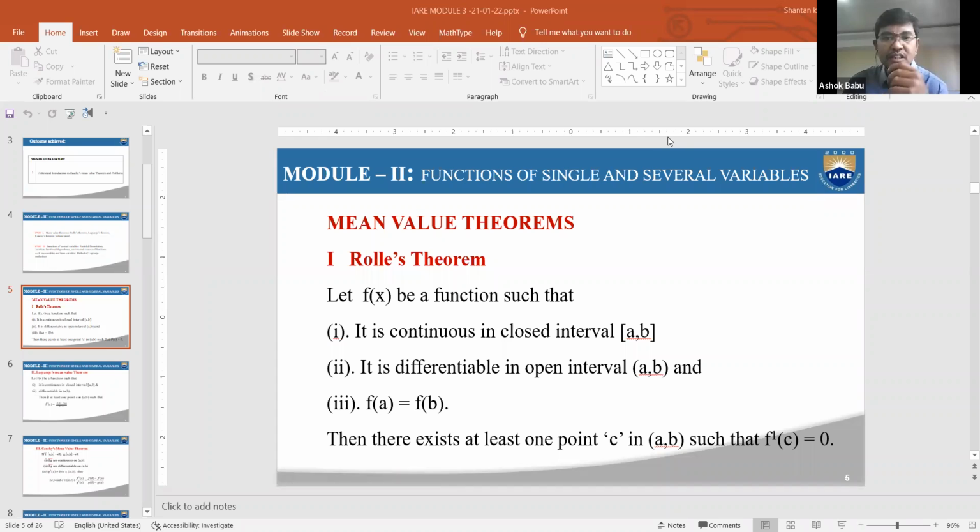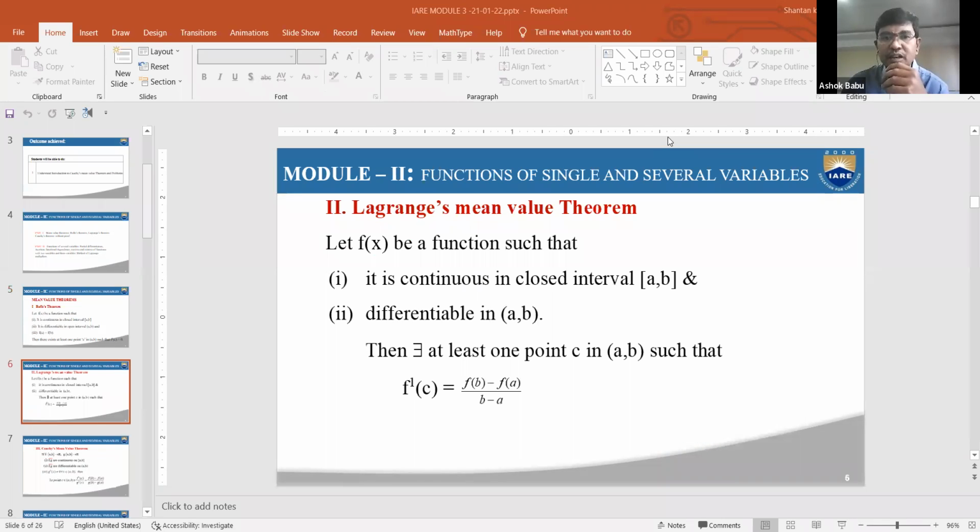Clearly we discussed the meaning of continuity and differentiability, the meaning of the closed interval and the open interval, and regarding all these things we completed different types of continuity problems and differentiability problems properly. And again the second method, Lagrange's mean value theorem: f of x is a function such that it is continuous in the closed interval a comma b and differentiable in the open interval a comma b. Then there exists at least one point c belongs to a comma b such that f dash of c is equal to f of b minus f of a by b minus a.